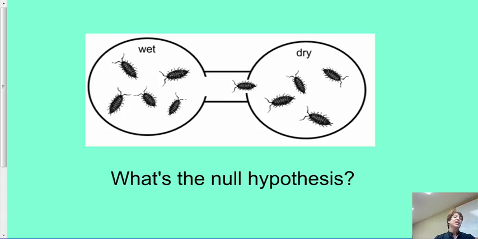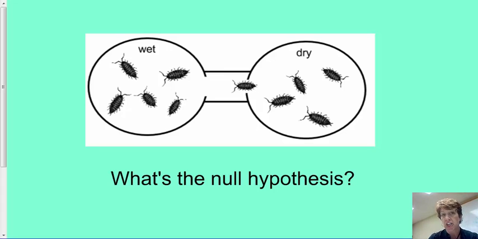All right, so here's our bugs. This is the lab that we are doing this week. So here they are in the wet chamber and the dry chamber. What's the null hypothesis? So I'm hoping that you're thinking about what would I have expected if it was just boring and simple. The boring and simple answer is it's going to be the same. The same number of bugs on the wet side, the same number of bugs on the dry side.